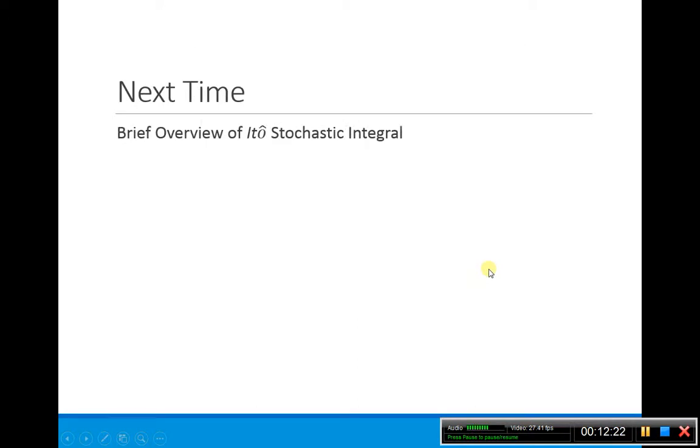So what we're going to do next time is I'm going to give you a brief overview of the stochastic integral. We're not going to go into depth about stochastic calculus, but I'm going to give you a broad overview of it just so that you get a sense for what stochastic calculus is, and what the difference is between stochastic calculus and regular calculus, but we will not go into great depth. We'll do that next time.